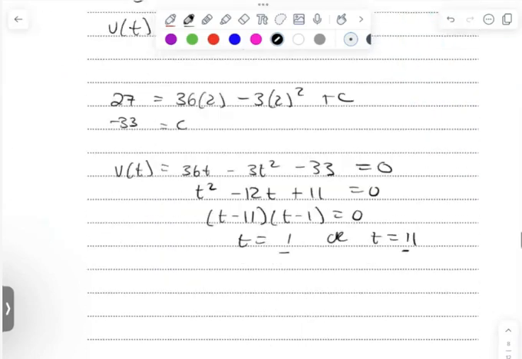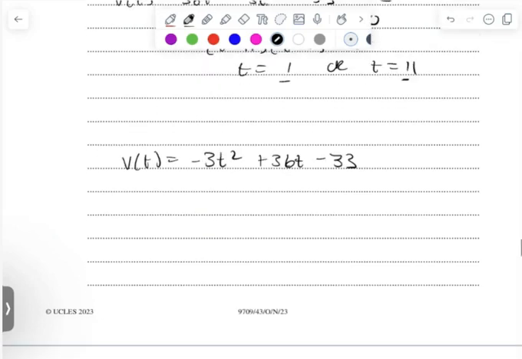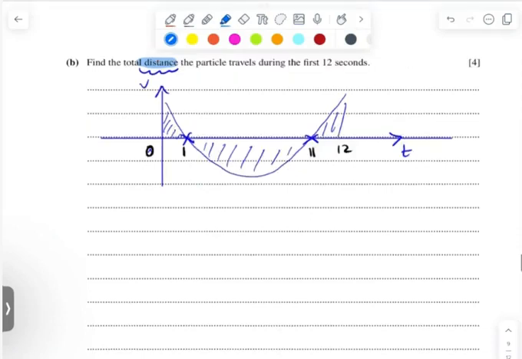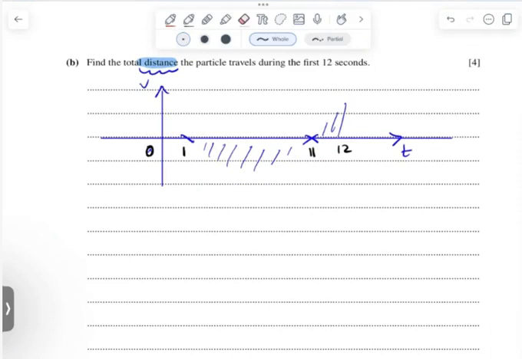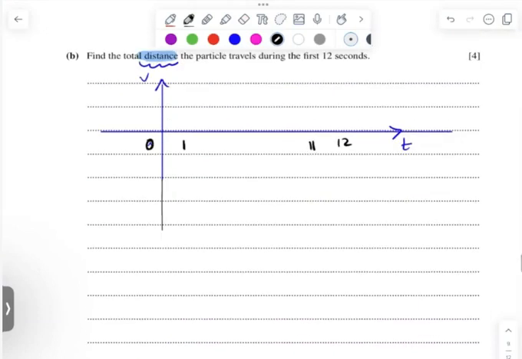Our velocity is minus 3t squared plus 36t minus 33. Okay, so what I'm seeing here is it is a quadratic shape, but it's actually upside down, because it's a minus 3. Right, so I was just giving an example earlier, but now I know that that's not quite right. You don't need to know the details of how this thing looks, but it is helpful just to have an idea.